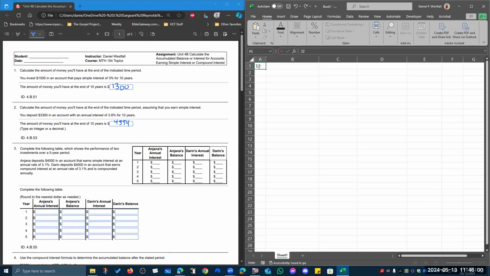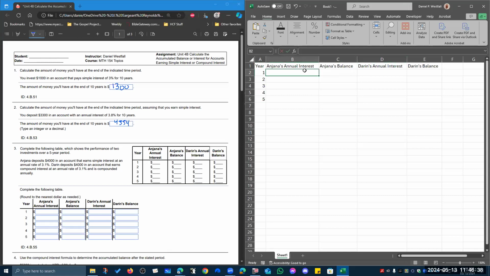So I have one. Let's just type in: year, annual interest earnings, balance, and we've got year 1, 2, 3, 4, and 5.